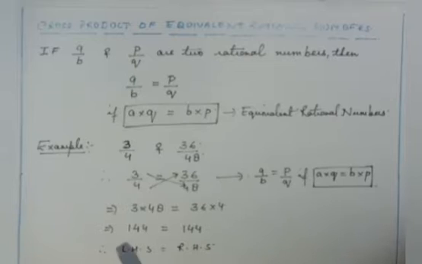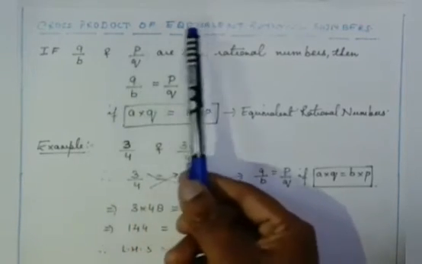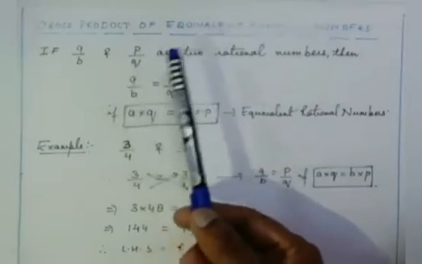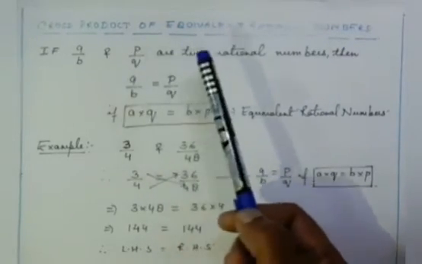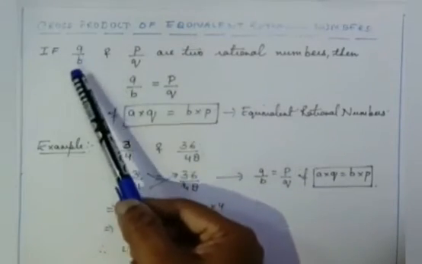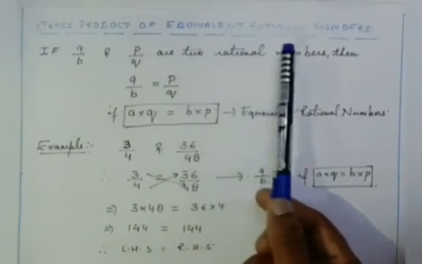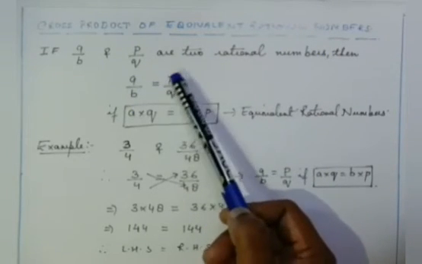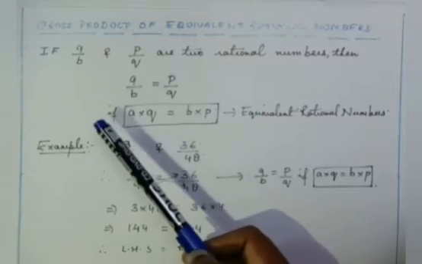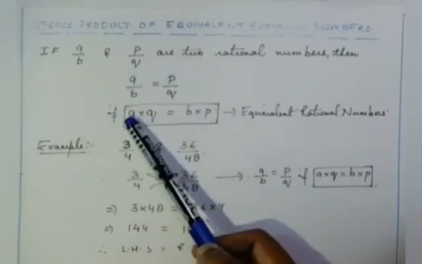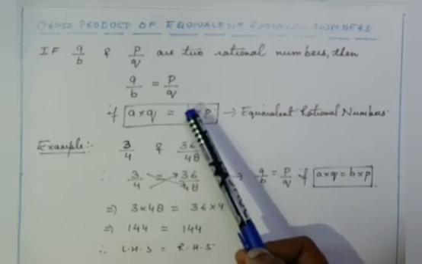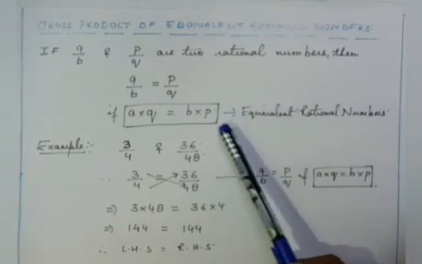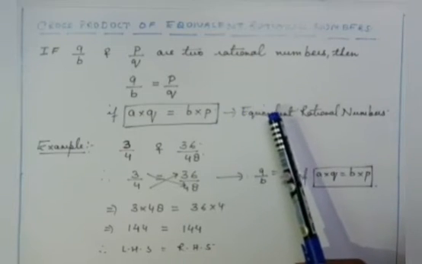Let us come to another topic, that is cross product of equivalent rational numbers. I hope everyone knows what the cross product rules are. Let us revise it again. Over here, if a upon b and p upon q are two rational numbers, then there is a condition: a upon b is equal to p upon q if and only if the product of a into q is equal to b into p. Then only we can say that the two fractions are equivalent rational numbers.